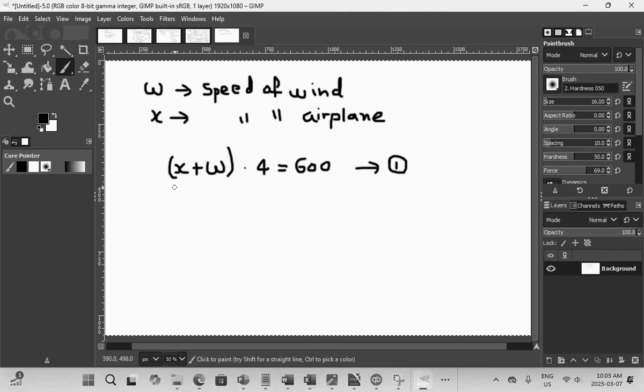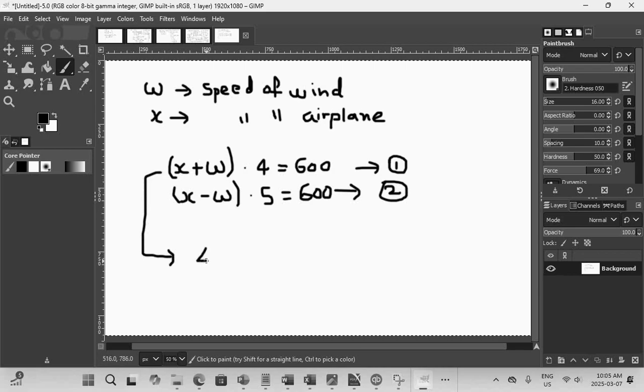Because of wind resistance, our equation will change. This will be X minus W because you're going against the wind, taking 5 hours to complete the same trip going the other way. So this will be number 2. Now you can figure out X from one of these equations and sub that value into the second equation. Let's take the first equation.